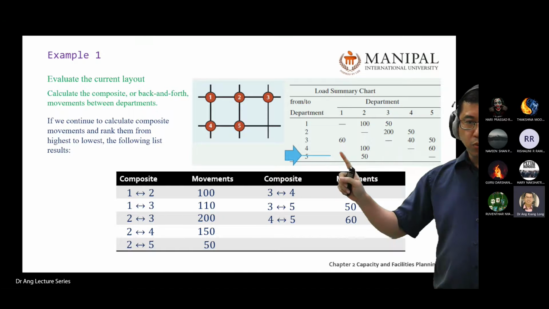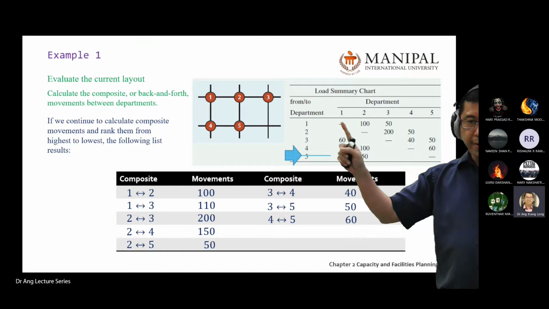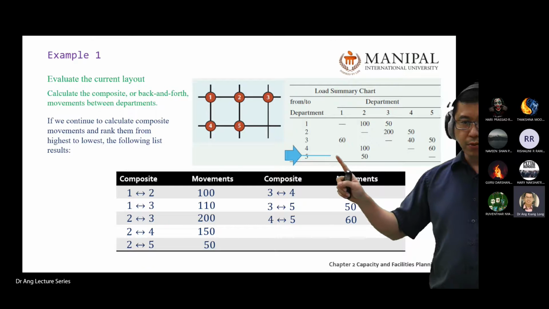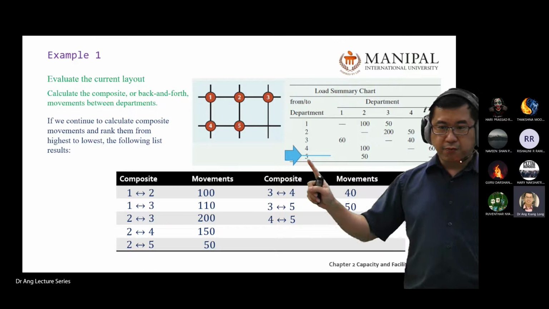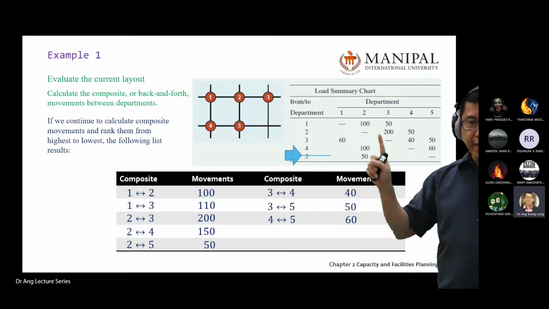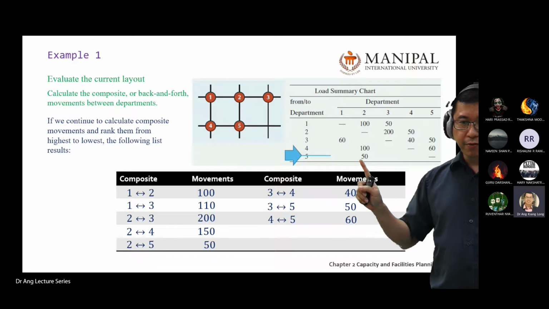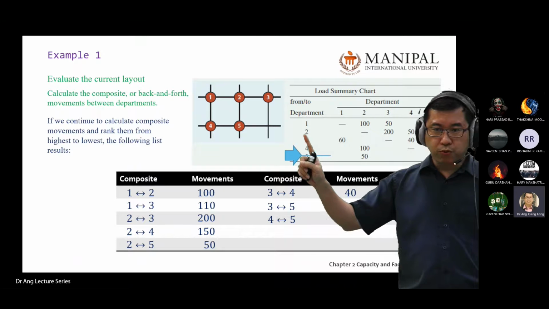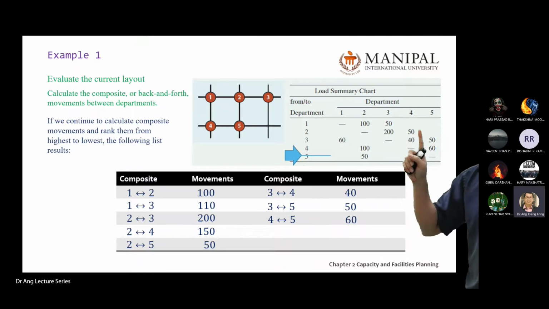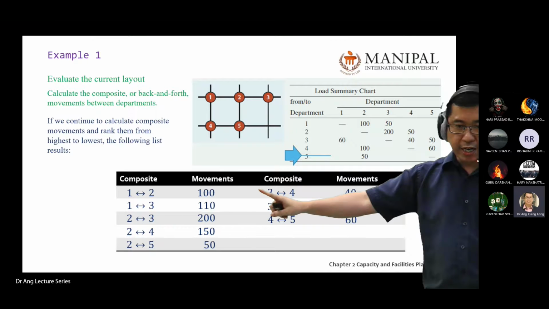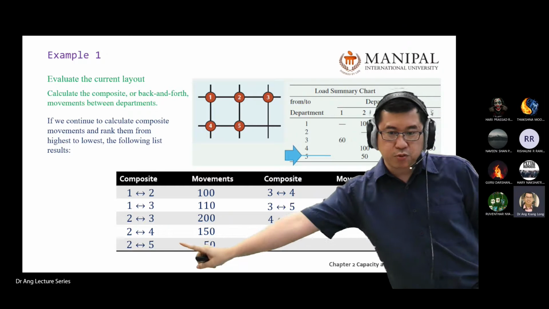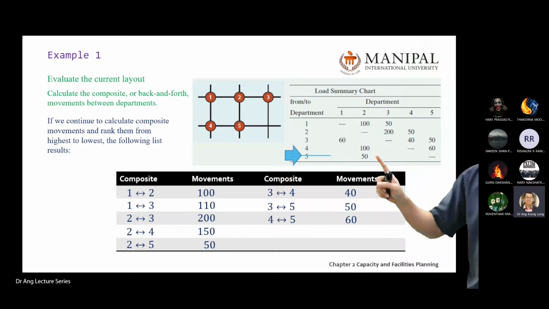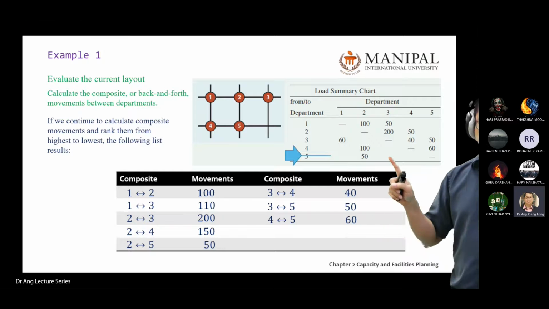Okay, 5 to 1. 1 back to 5, 0. So I skip. 5 to station 2, I get one number here, 50. What about 2 back to 5? 2 back to 5 is 0. Check if there's 2, 5 here or not. Yes, there's 1, 2, 5 record. So skip. The rest 0.